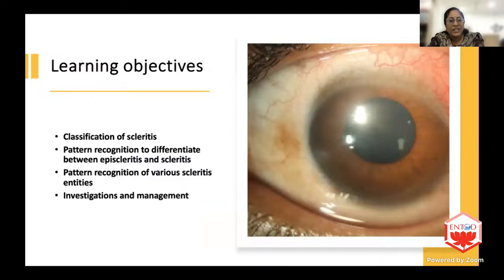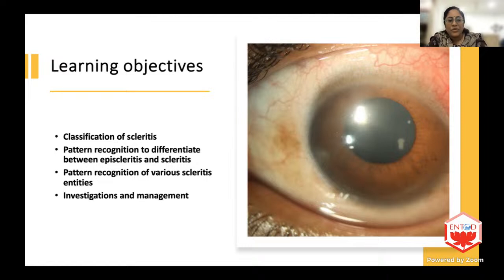So the learning objectives for today's class: one is that we, of course, will go on to classify scleritis in the traditional way. It's very important because it will help us get a starting point on how to recognize various kinds of scleritis. The second is the pattern differentiation to recognize between episcleritis, which I call the better twin, and then you have the evil cousin, which is scleritis.